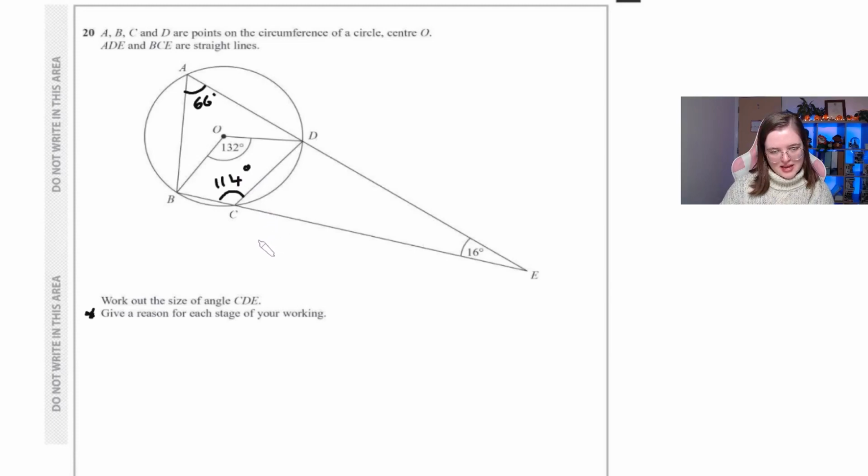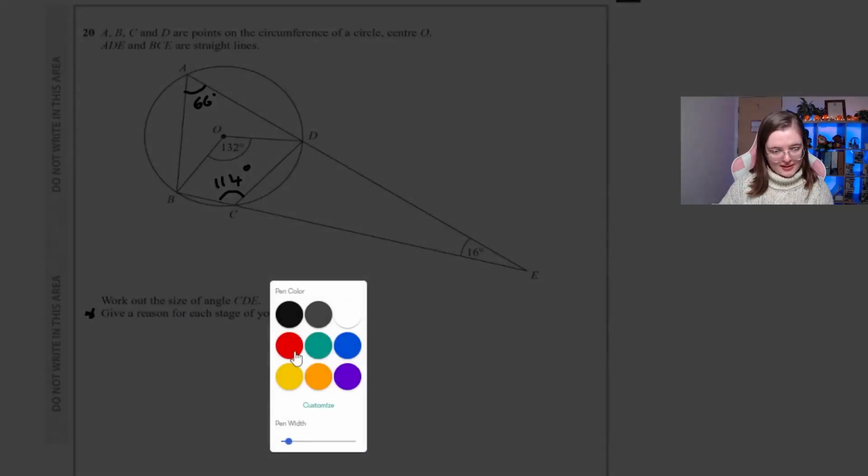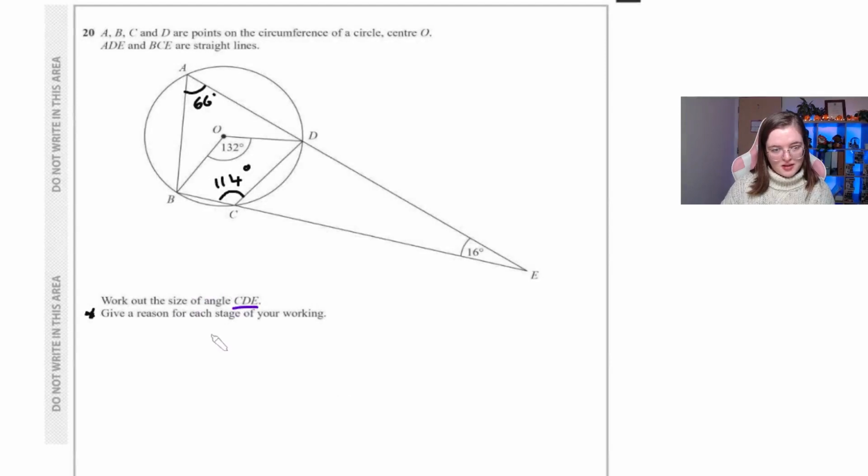Okay, dokie then. What next? Let's have a think. What are we trying to find? I should have pointed that out originally, shouldn't I? CDE. Where is that? CDE. That guy. That's what we're looking for.